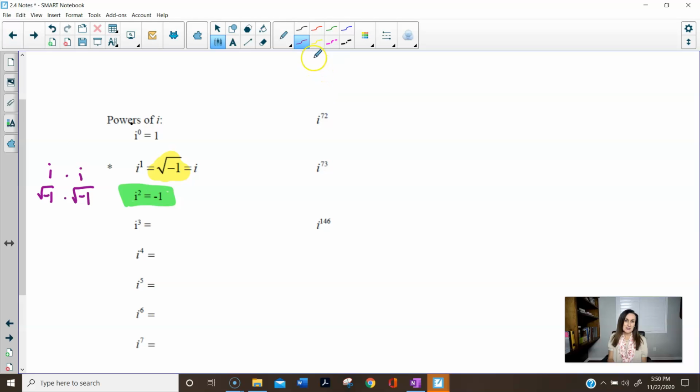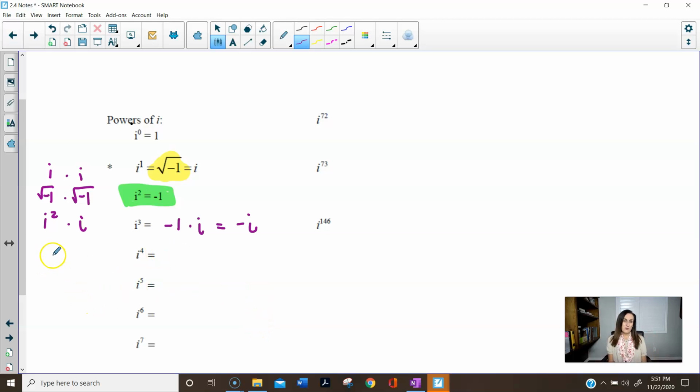Okay, so if we were to look at i cubed, well, i cubed is the same thing as i squared times i. And we know that i squared is equal to -1. So this would be -1 times i, which is equal to -i. So what's interesting is i to the 0 is 1, i to the first is i, i to the second is -1, and i cubed is -i. And now what we're going to see is this same pattern is going to keep repeating over and over and over.